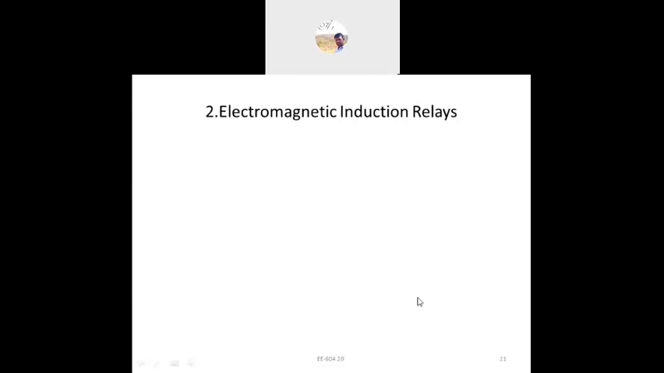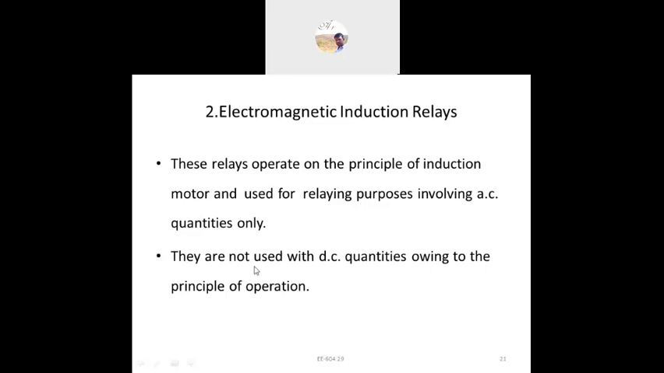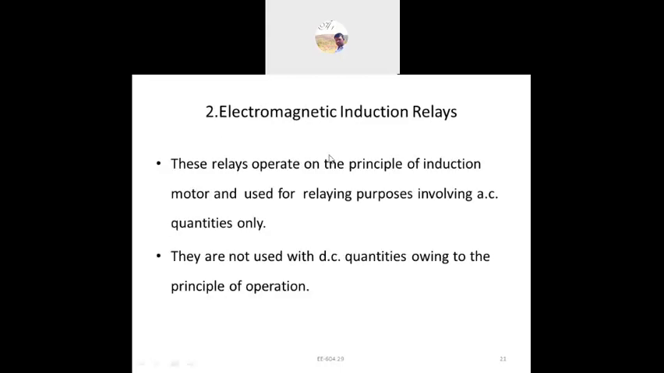Next, electromagnetic induction relays. This relay operates on the principle of the induction motor. These relays are used with AC quantities only, and they are not used for DC quantities owing to the principle of operation. We can discuss the electromagnetic types separately. There are different types of relays in the electromagnetic induction type, so we will discuss that later. That is a separate topic.